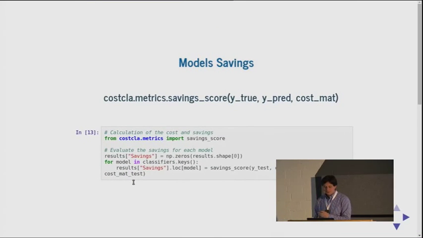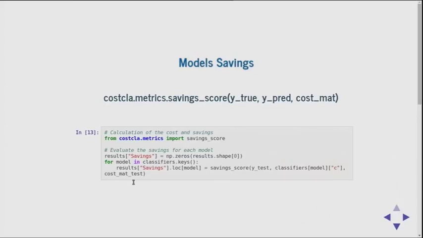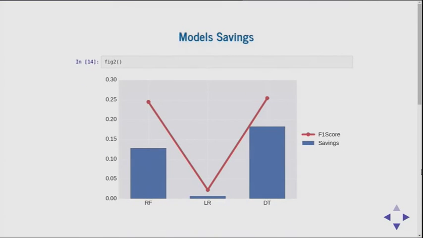So this is already included in the library, so it's a very easy function. Calculate the savings, it's actually making the summation internally. You have the true label, the prediction, and the cost matrix. That, of course, is important. And here is the code. It's fairly easy. So what are the results for the previous models that we calculated?